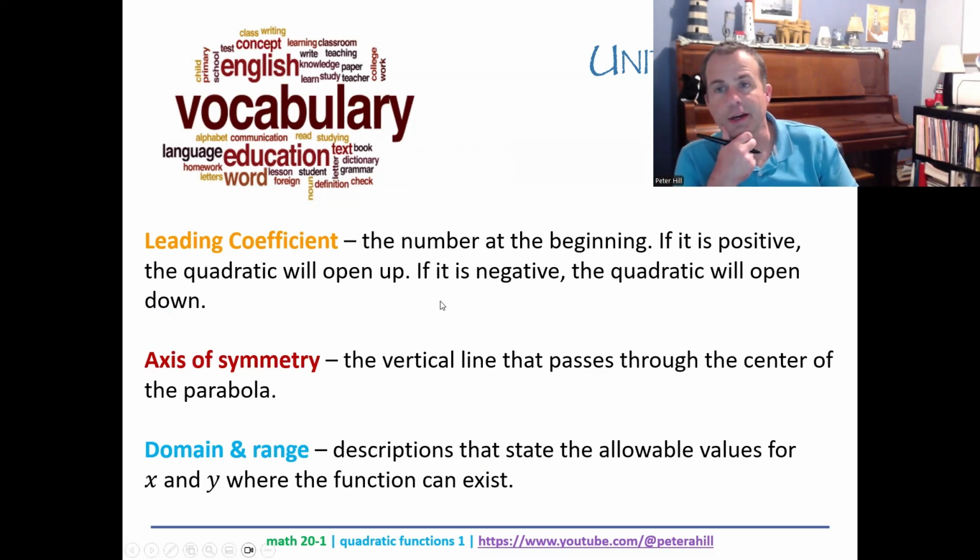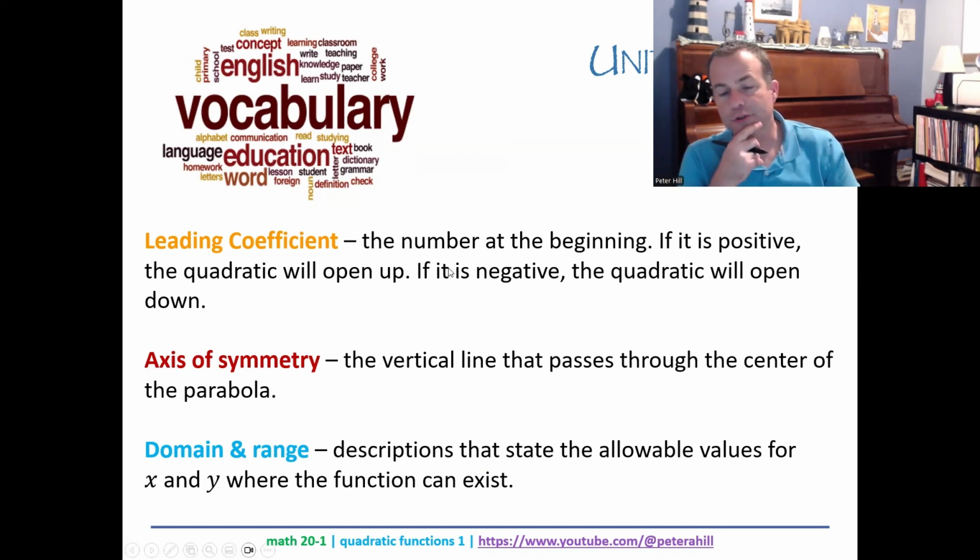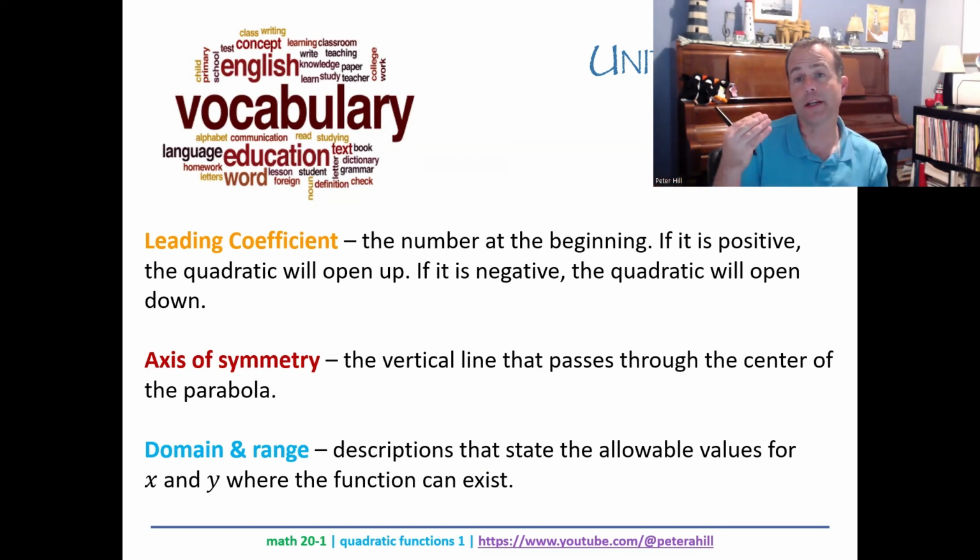Leading coefficient, the number at the beginning. If it is positive, the quadratic will open up. If it is negative, the quadratic will open down. Hey, look at that. I did spell symmetry right. There are two M's in symmetry. Axis of symmetry, the vertical line that passes through the center of the parabola. And then domain and range, descriptions that state the allowable values for x and y, where the function can exist. Domain speaks about the x values or your inputs, and range speaks of the y values or your outputs.